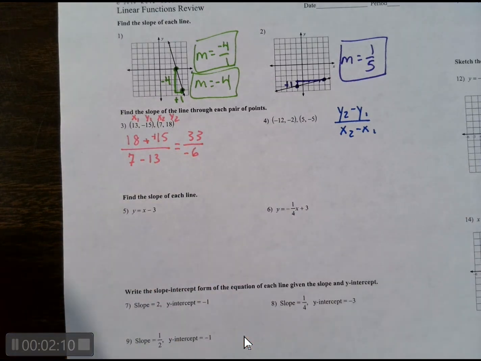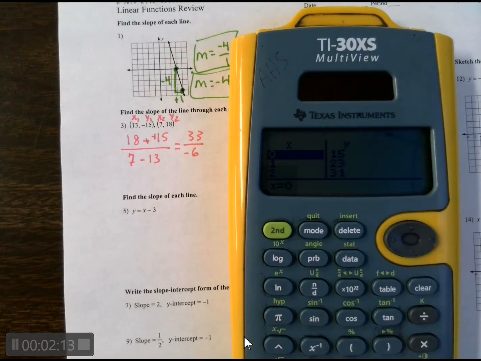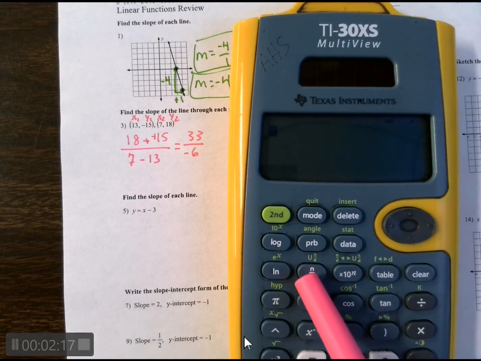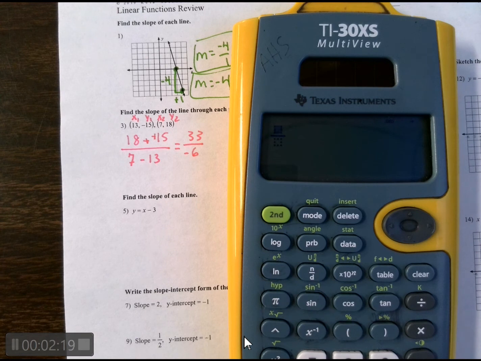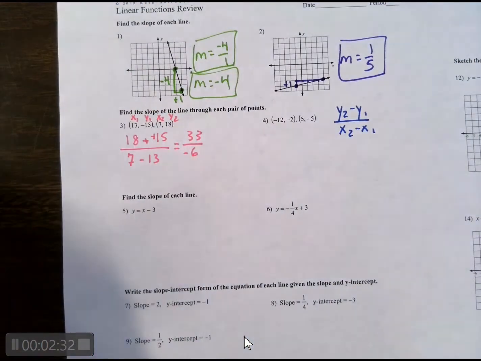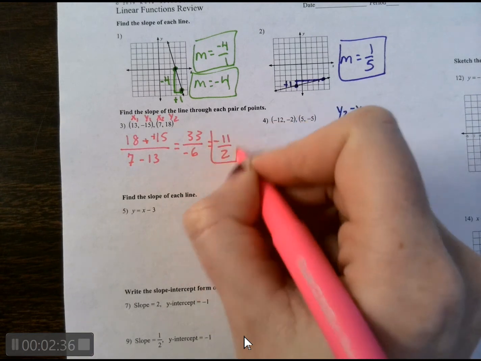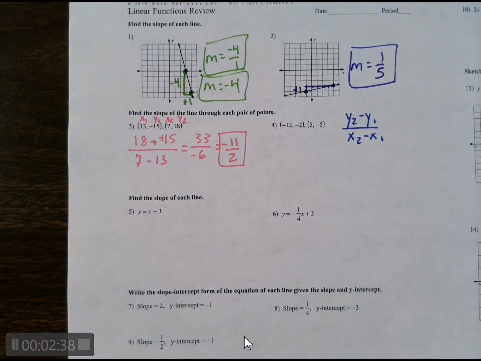And yes, this can be simplified. So in your calculator, if you press this n divided by d button, it's going to give you a fraction, and so you'll just put 33 over negative, whoops, not a minus, but a -6. Okay, and then it will give you -11/2. And so it simplifies it for you. And that's your answer. Okay?